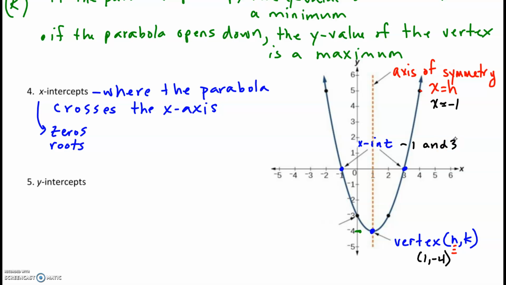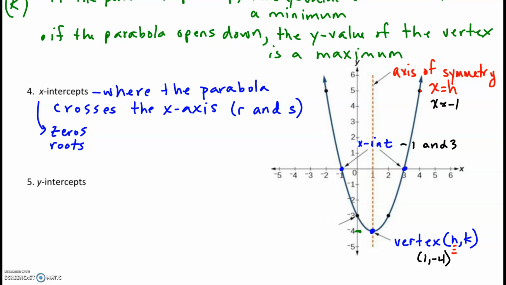Now, just like the vertex has letters h and k to represent it, so do the zeros. The letters that represent the x-intercepts are r and s. So r and s are the letters that we use, and they're also known as zeros and roots.